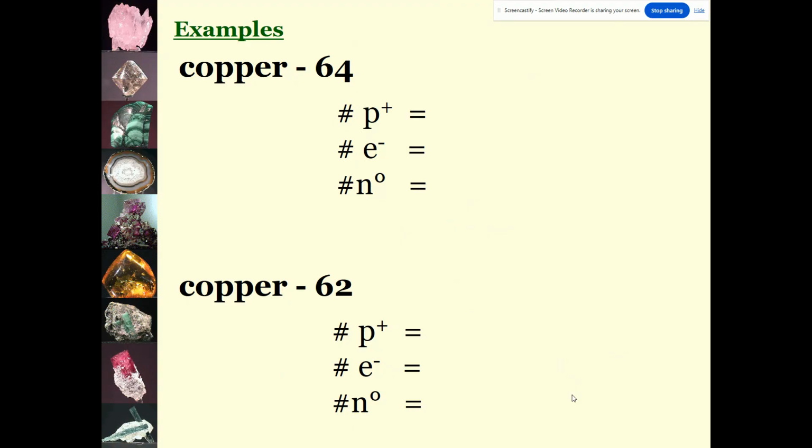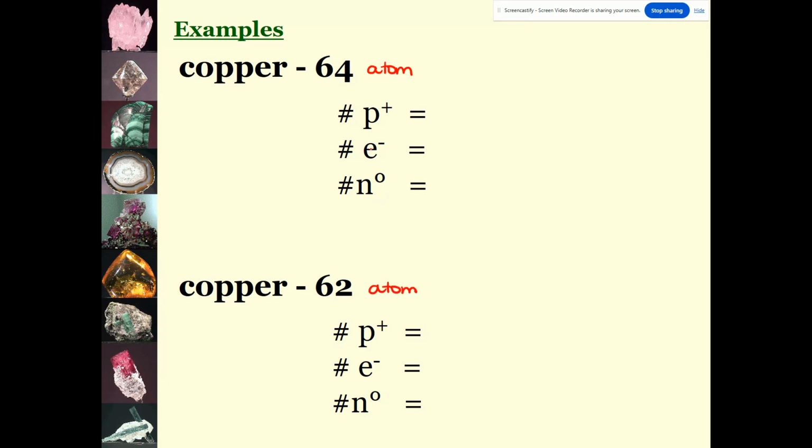Okay, so let's look at an example. Let's say you're told you have copper 64 and copper 62. Now, if you remember back to Science 10, elements can come in two forms. They can either be an atom or an ion. We're going to talk about ions in the next lesson, but for today we're focusing on atoms. If it doesn't tell you whether you have an atom or an ion, you can always assume it means you have an atom. Now, what is the difference between them?